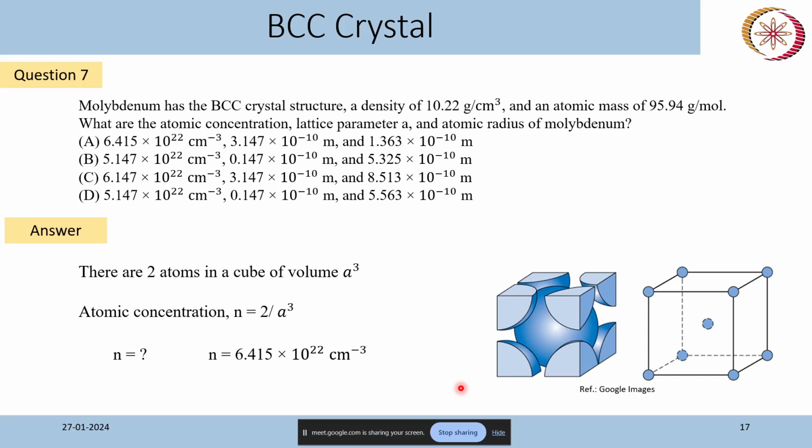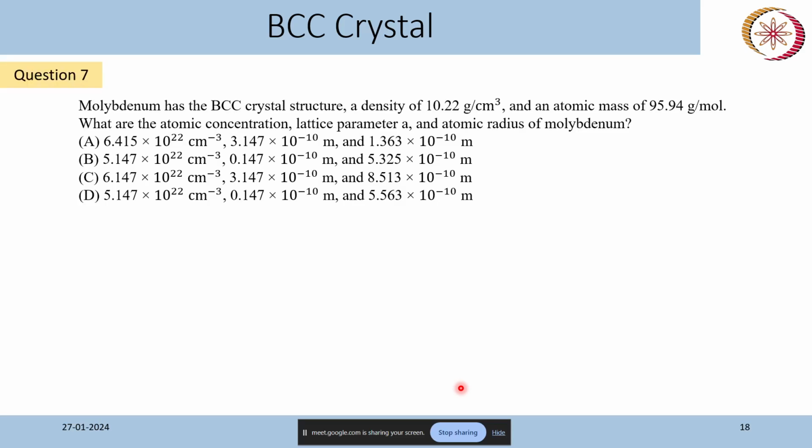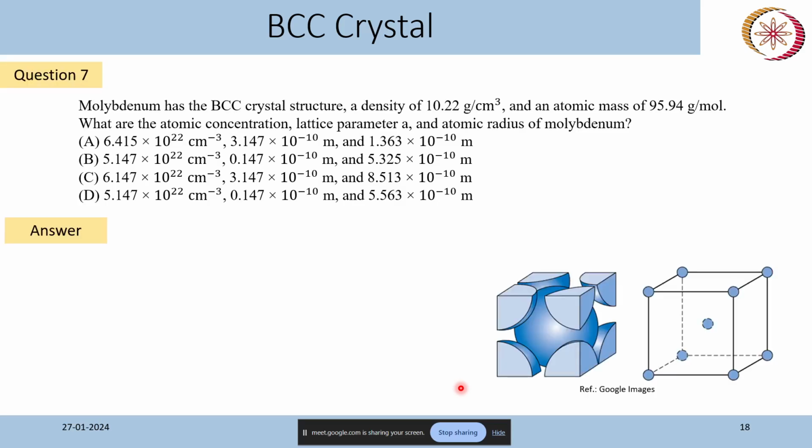Okay, I hope everyone got this answer. So the third part is the atomic radius of molybdenum. How will we calculate it? Here one side of the cube is A, the lattice parameter. So this is A and this side is A, so the face diagonal will be root 2A, right? And this is root 2A and this is A, so this body diagonal will be root 3A. You can calculate it, right?